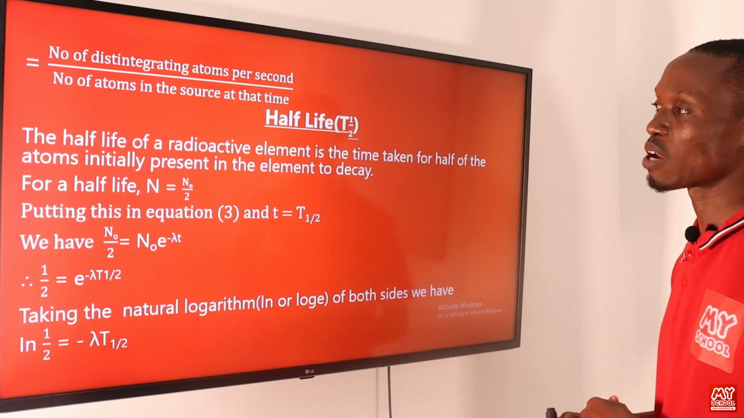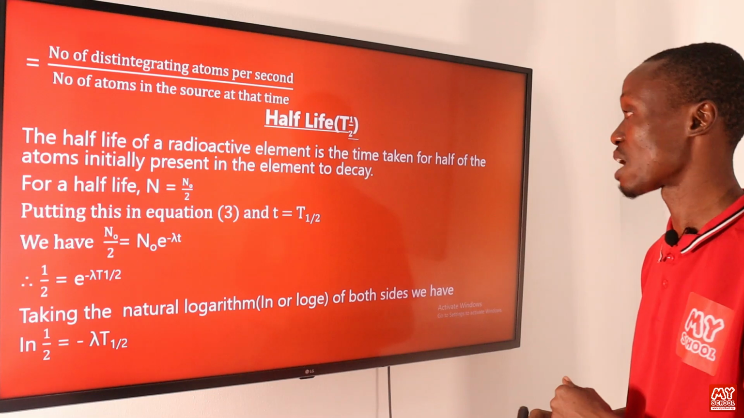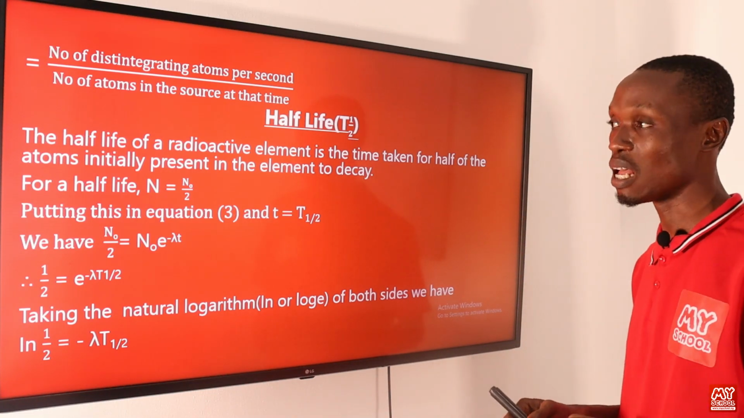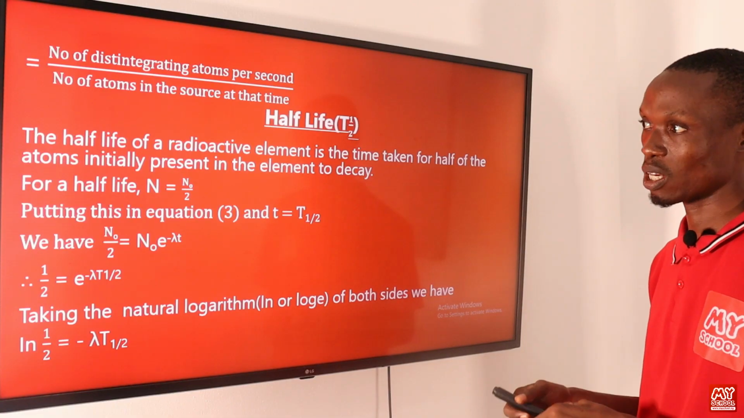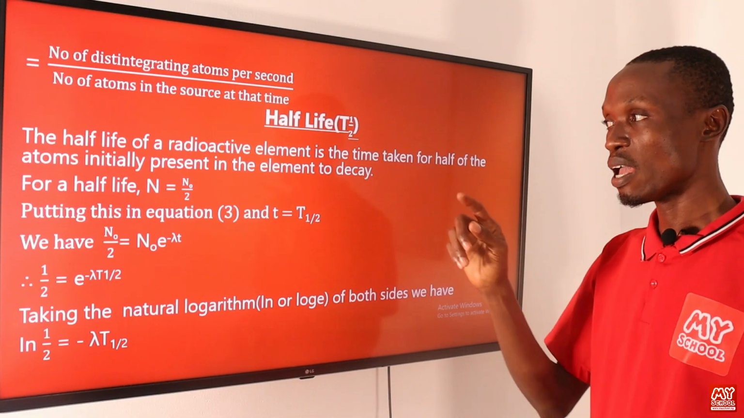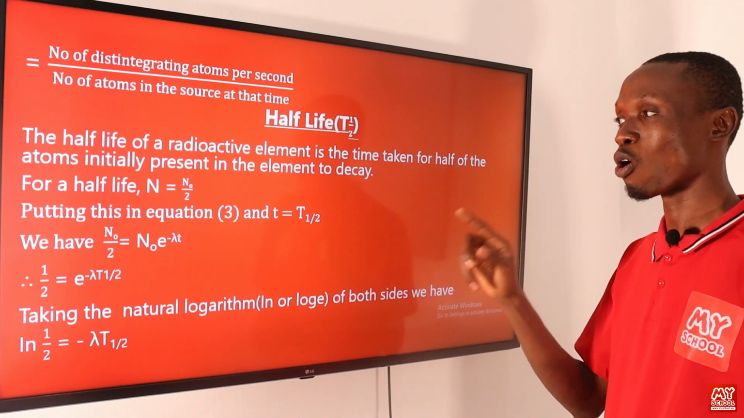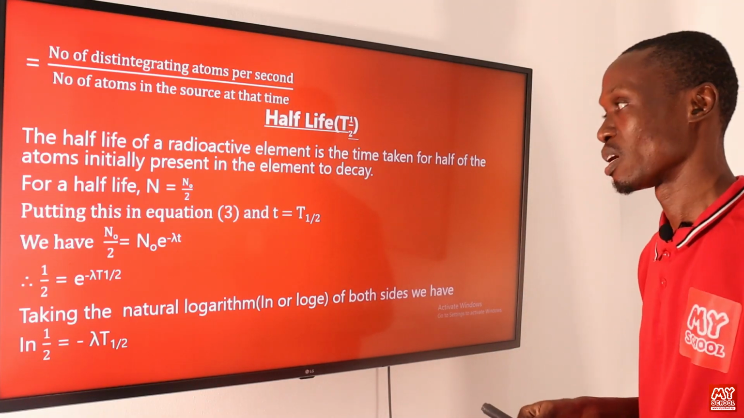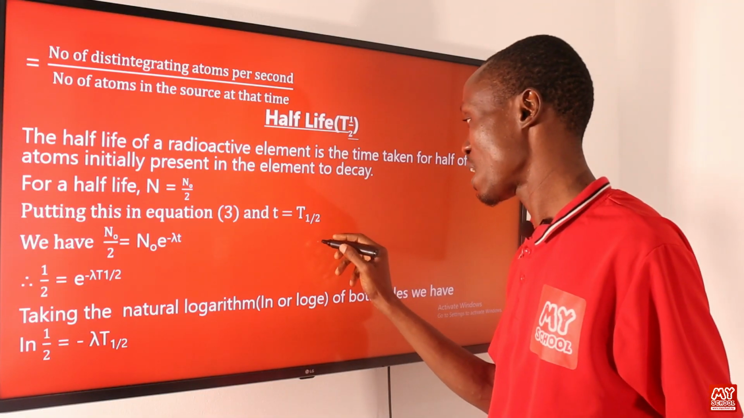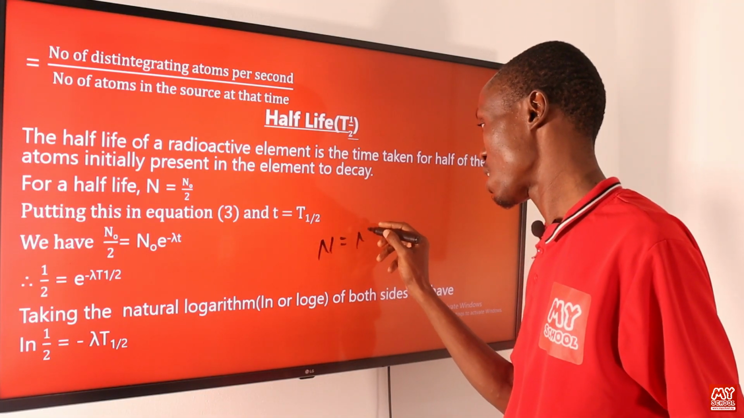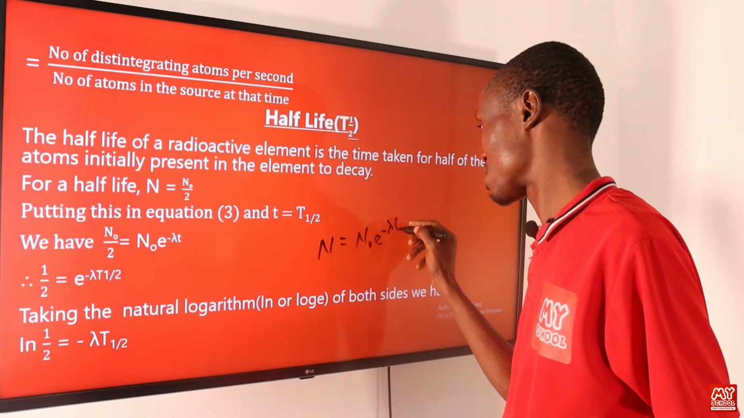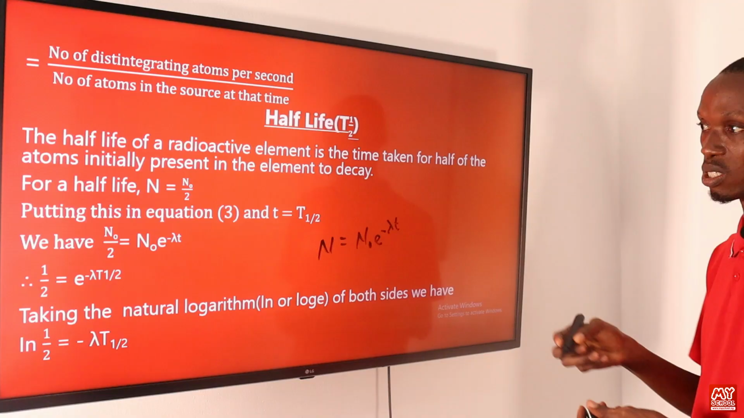Okay, so the half-life of a radioactive element is the time taken for half of the atoms initially present in the element to decay. So for a half-life, N is equal to N naught over 2. Okay, so putting this in equation 3. Now remember that our equation 3 was N equals N naught exponential minus decay constant times t. So this was our equation 3, right?